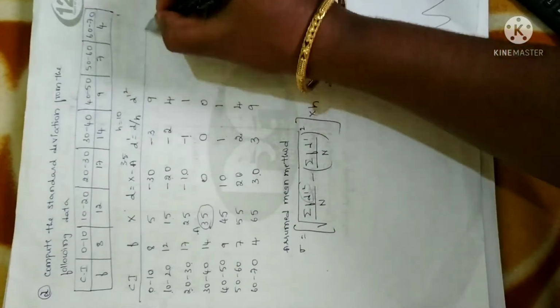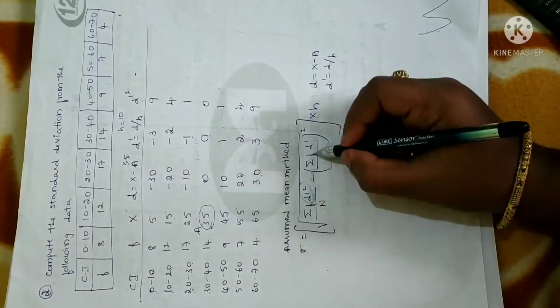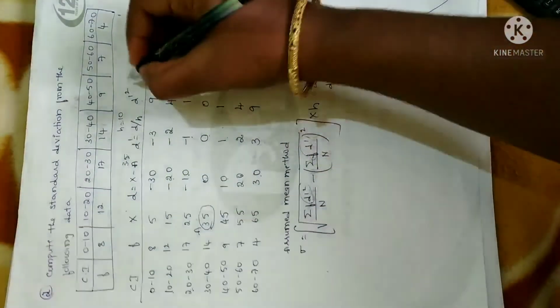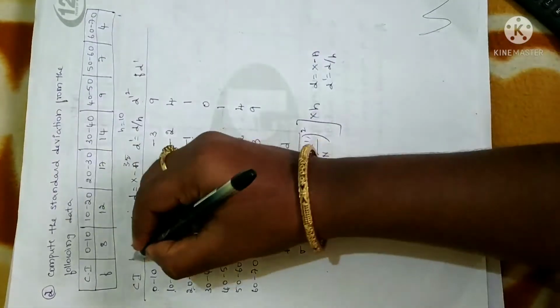Fine. Next, what else is required to us? f into d dash and f d dash square. First, let me calculate f into d dash.